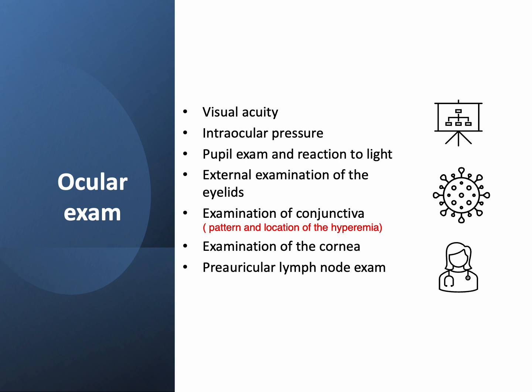Also, we should examine the cornea for any abrasion, infiltrate, any whitish opacities, or any foreign bodies. And finally, we should conclude with lymph node examination, which is very common to find with viral disease.